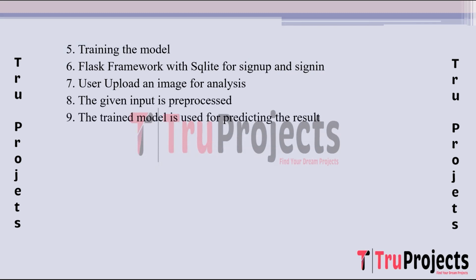The trained model is used for predicting the result. The pre-processed image is fed into the trained lung RetinaNet model. The model predicts the presence and location of lung tumors based on the input image.